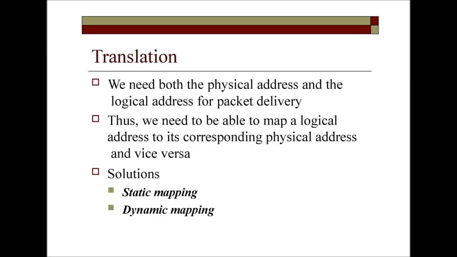Second point: we need to be able to map a logical address to its corresponding physical address and vice versa. So if we have a logical address, we can find the physical address, and if we have a physical address, we can find the logical address of any specific machine or device. There are two solutions for this concept: static mapping and dynamic mapping. In coming slides, we will learn how we can get the IP address if we have the MAC address, or how we can get the MAC address if we have the IP address.